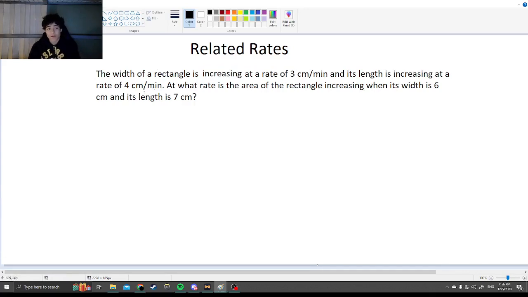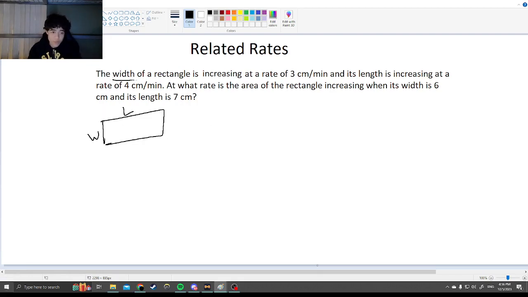It says the width of a rectangle is increasing at a rate of 3 centimeters per minute, and its length is increasing at a rate of 4 centimeters per minute. At what rate is the area of the rectangle increasing when its width is 6 centimeters and its length is 7 centimeters? So, first step, write down everything that we have. It's a rectangle. Saw the word rectangle. I'm going to draw a rectangle. We have W and we have L. We have its length and we have its width, right?